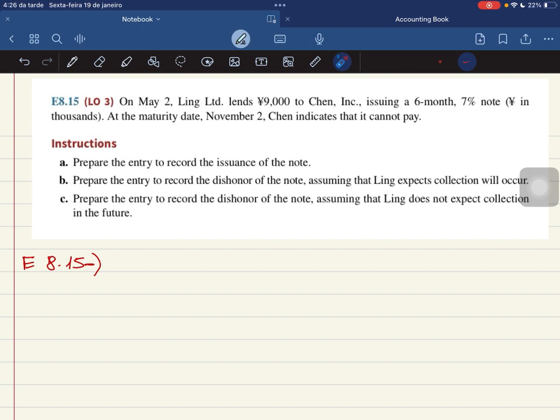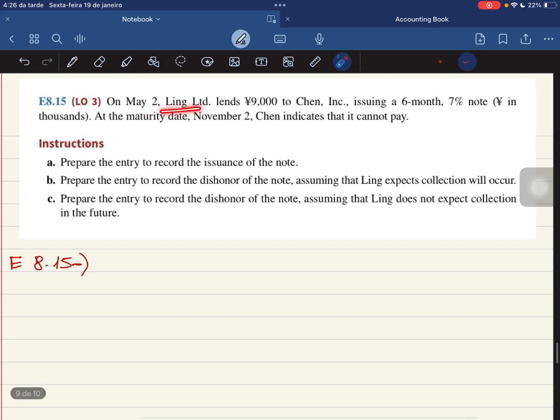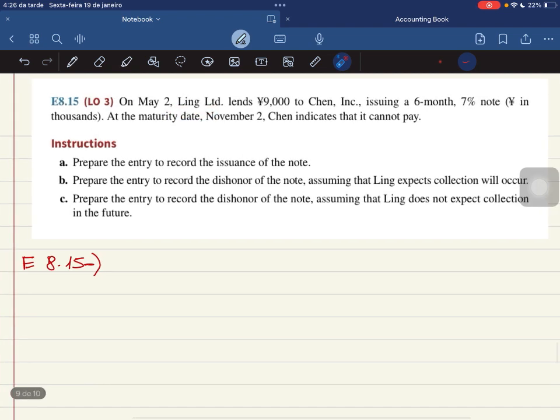So in this case, Ling Limited as a company has two options. You can either assume that the person is going to pay you in the future, so here Ling expects collection in the future, or you can just give up and think that this customer might not pay you in the future, which is this part over here. Ling does not expect collection in the future. So for these types of examples, you're going to have different entries.